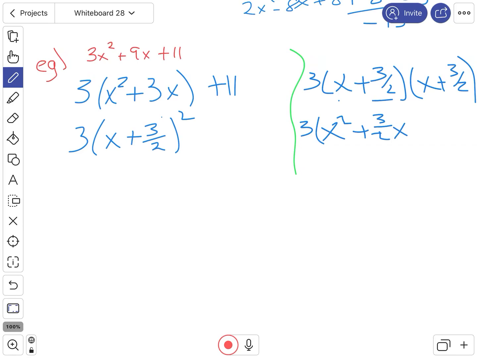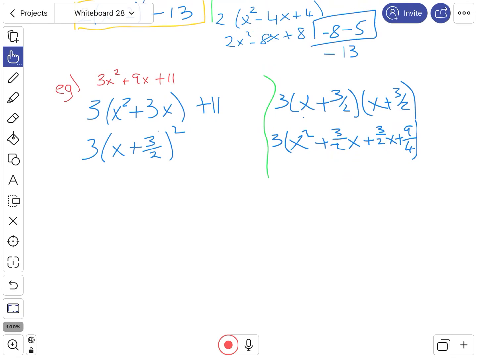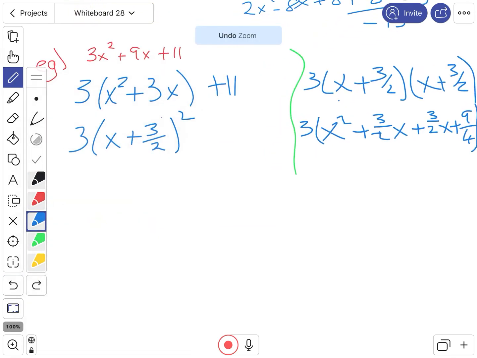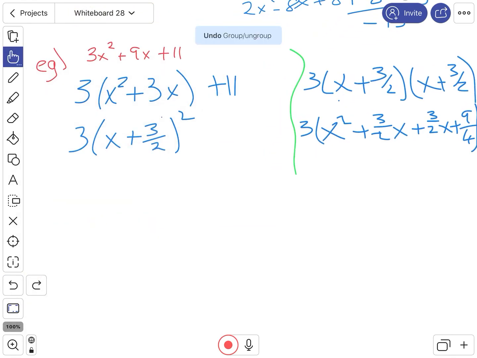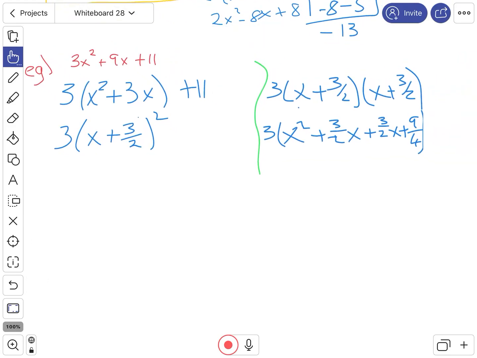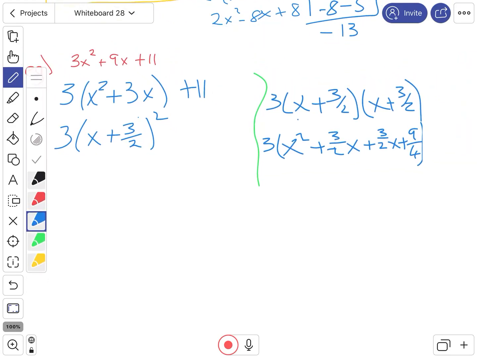Okay, and then I need to multiply 3 over 2 by this second bracket. So that's plus 3 over 2x. Multiplying that by that, you can check it in your calculator. It's just top by top, bottom by bottom. That gives you plus 9 over 4. And that's still inside a bracket because I need to multiply by the 3 yet.